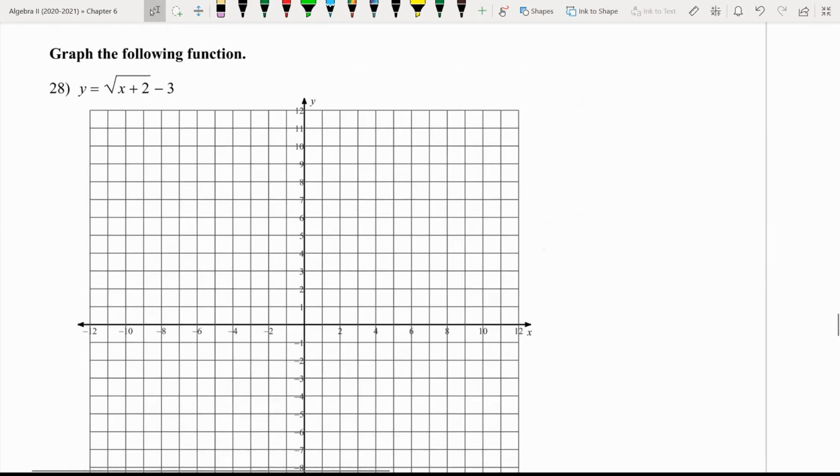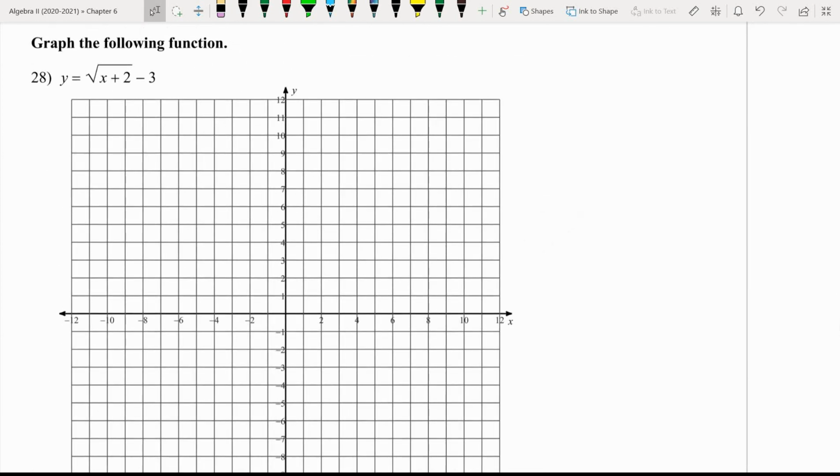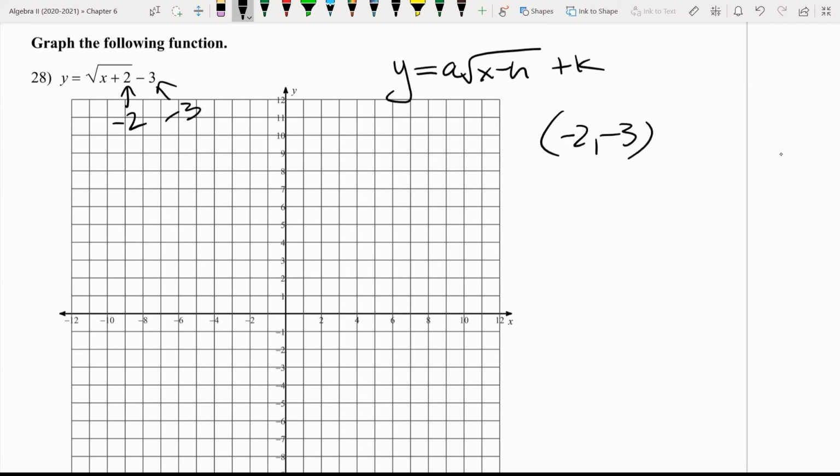All right, graphing this function. So remember, the general form is y equals a square root of x minus h plus k. So the h and k is the starting point for the function. In this case, our h here is negative 2, and our k is negative 3. So we're going to start at negative 2, negative 3. That's our point down here, I'll put it in red. That's our starting point.